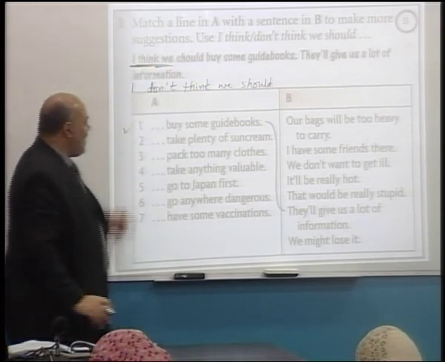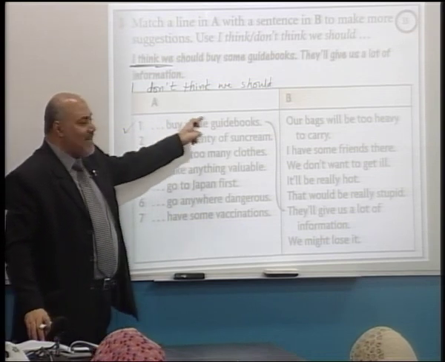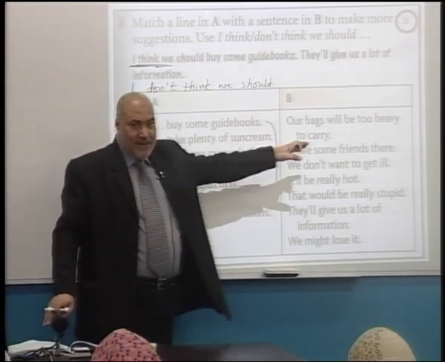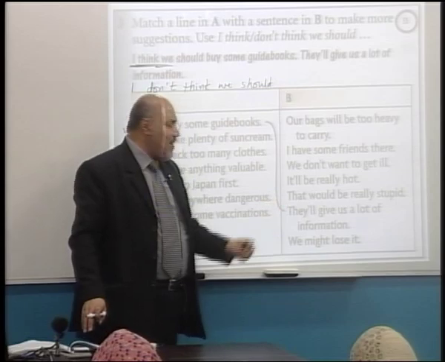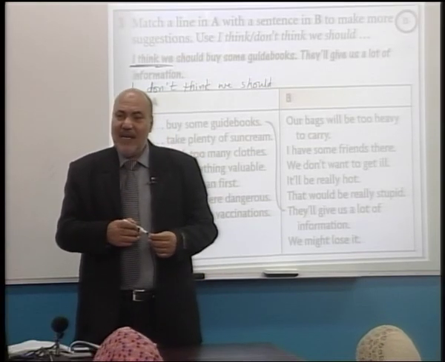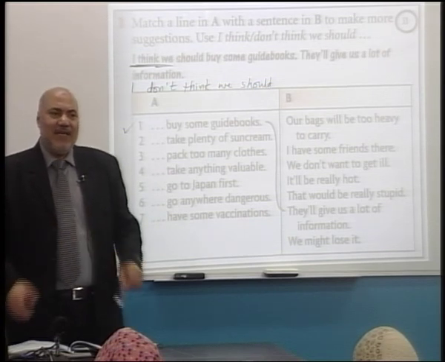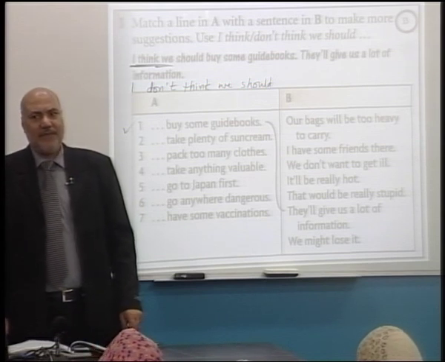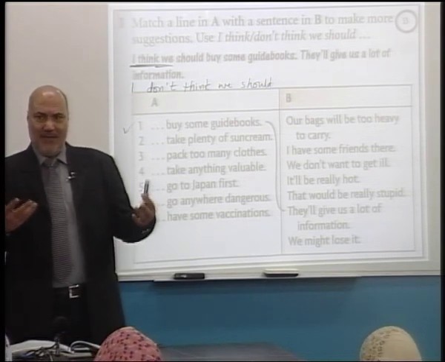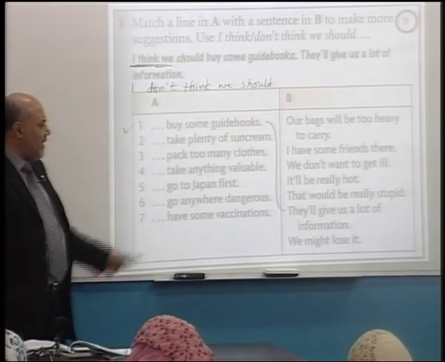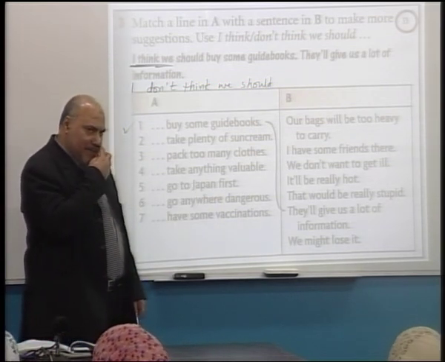Look here. Number 1. I think we should buy some guidebooks. Why? They'll give us a lot of information. So this exercise is about grammar and vocabulary. The grammar here is giving suggestions using I think or I don't think. When I say I think, it's better, polite. So, I think we should buy guidebooks. They'll give us a lot of information.